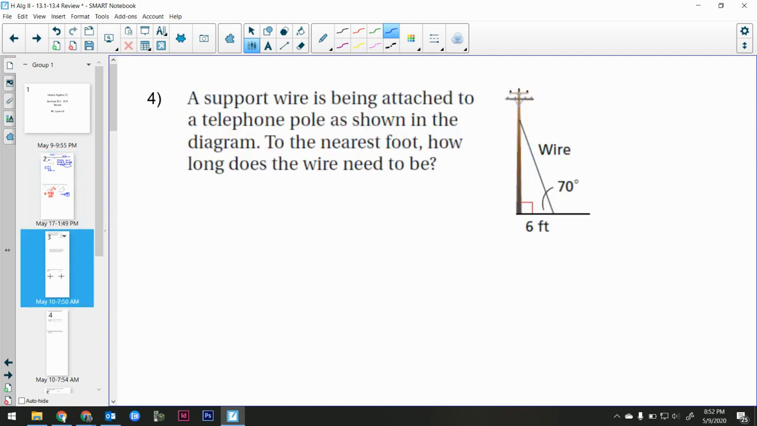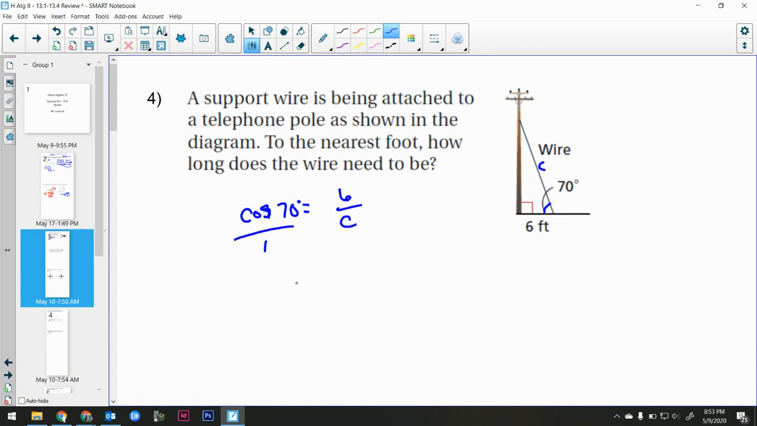All right. Here's number 4. Again, pause and then play when ready. Okay. Looks like we've got a right triangle here where theta is 70. And I want to find how long does the wire need to be? Okay, we'll call that C because it's the hypotenuse. So I know that I want to find the hypotenuse, and I'm given the adjacent side. So I'm going to use cosine. Right, so cosine of 70 degrees is equivalent to 6 over C.